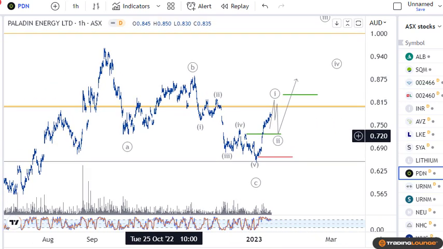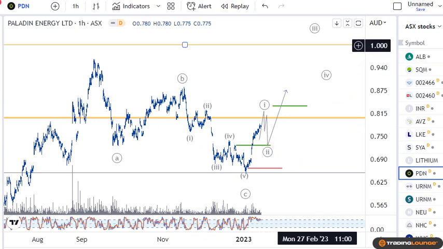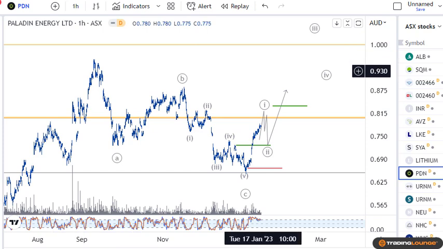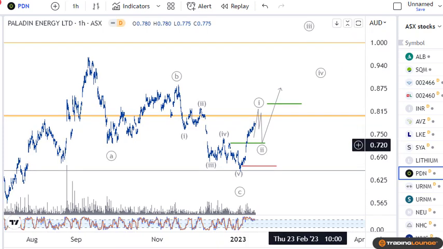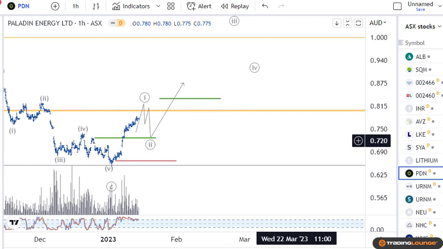So that should give us 5 larger waves up. So we'll be taking this top out here. So we're on our way to the dollar at least. So that's a good move.